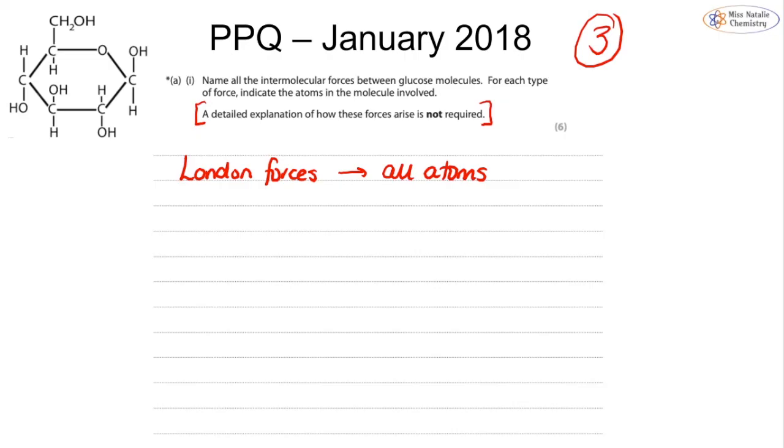Okay, if you look at the structure of glucose here, you can see that we have got some OH groups, we've got carbon bonded to oxygen groups. Now, because we've got oxygen here, we're going to get some differences in electronegativity. So we're going to see permanent dipole forces as well. Permanent dipole forces.